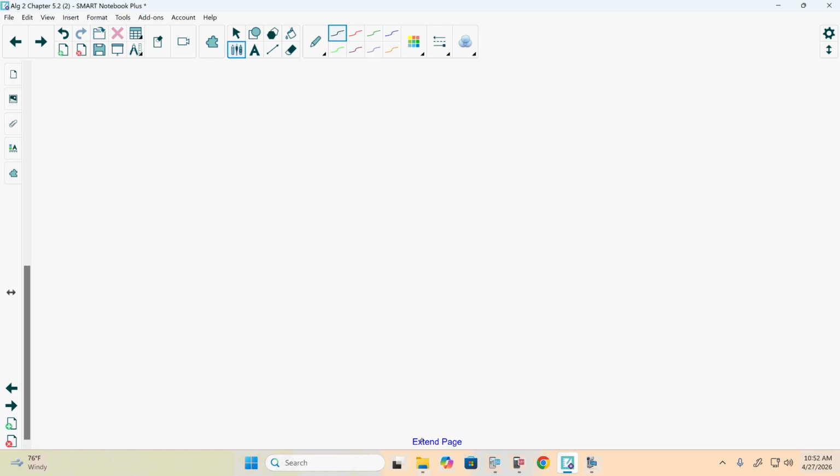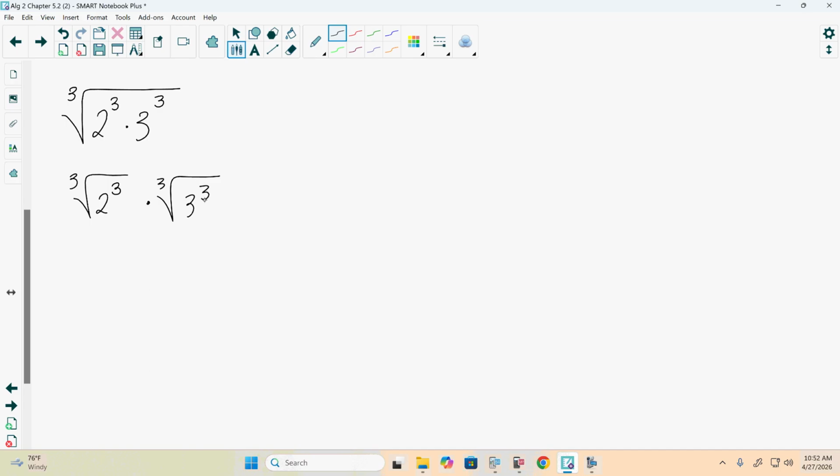Now from here to simplify, there's a few ways we can go about it. One, just like we put them together, we can take them back apart. Because this is the same as the cubed root of 2 cubed times the cubed root of 3 cubed. And what is the cubed root of 2 to the third? Cubed root and third power would cancel, yes? So it's just going to reduce to 2, times the cubed root of 3 cubed, which would be 3. 2 times 3 is 6.